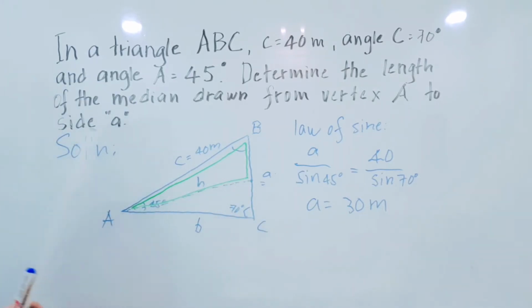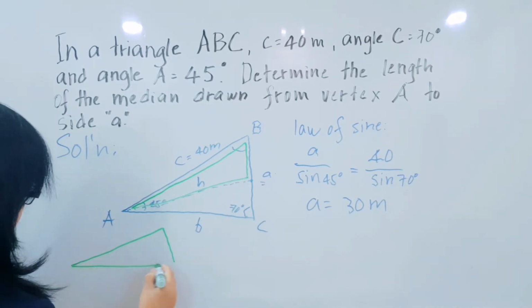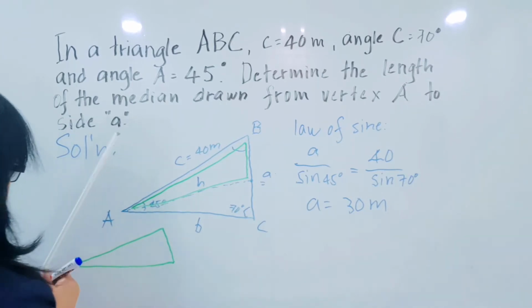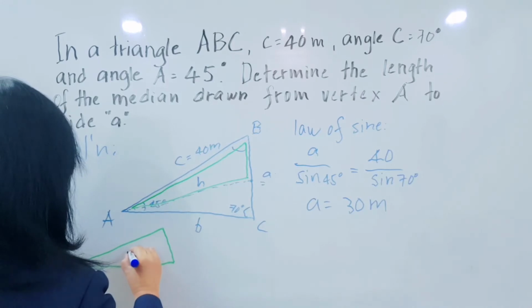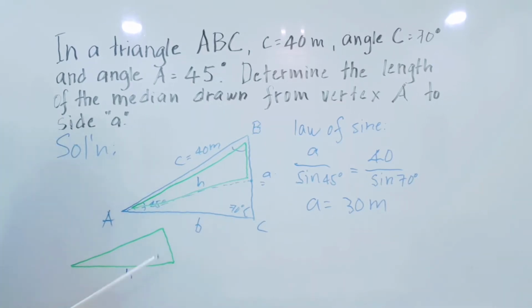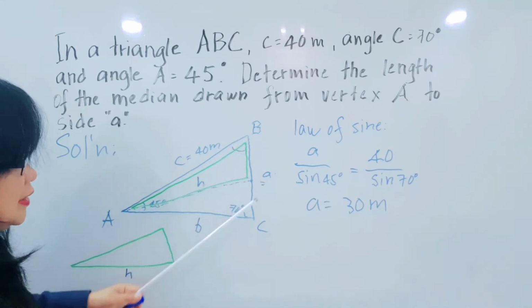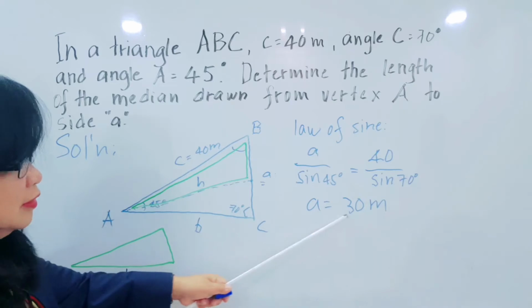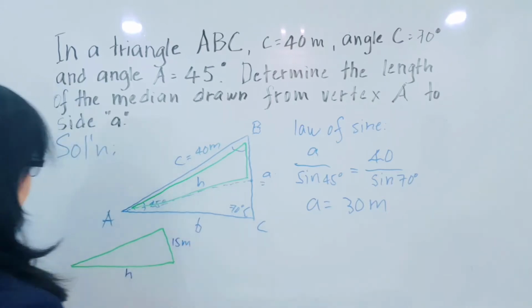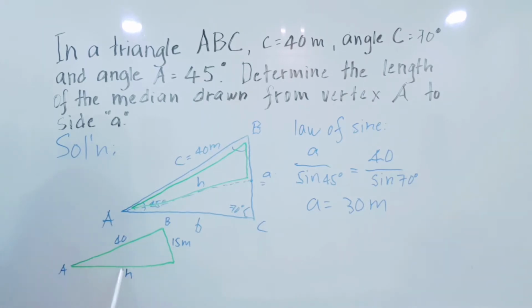We can use this triangle, which looks like this. And this is the H. We call this one H. And this one, of course, is half, because it is the median. So, in between B and C, half of it is equal to 30 divided by 2, which is equal to 15. So, this is 15 meter. And of course, this length, we know it's equal to 40. So, we are looking for the H.